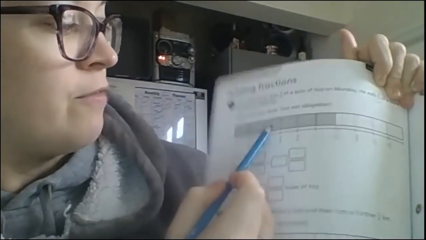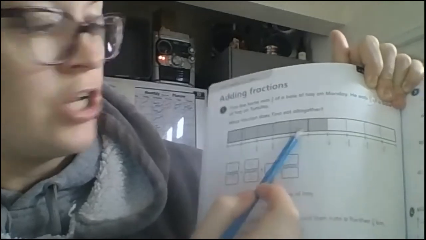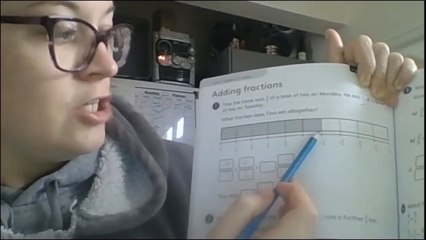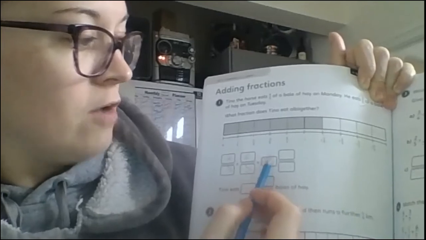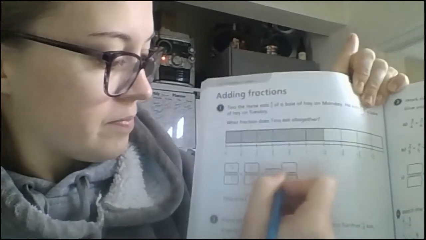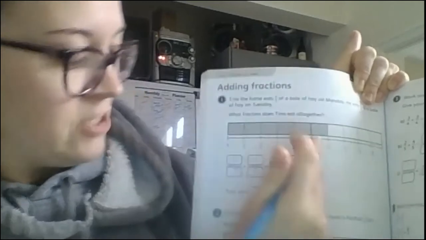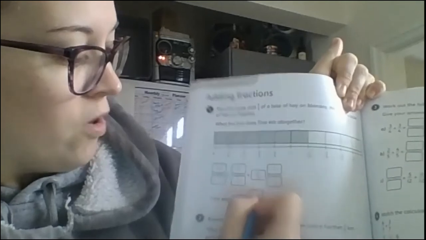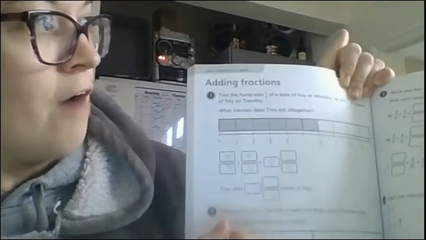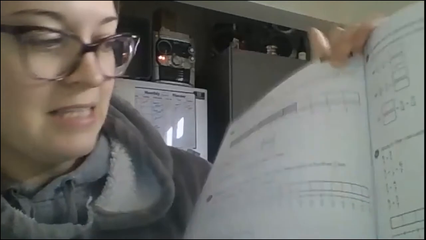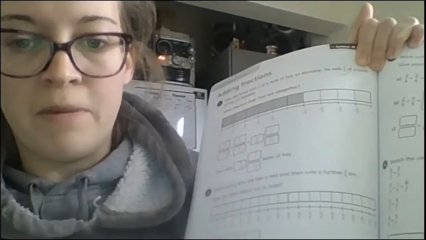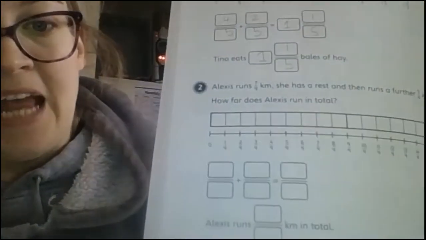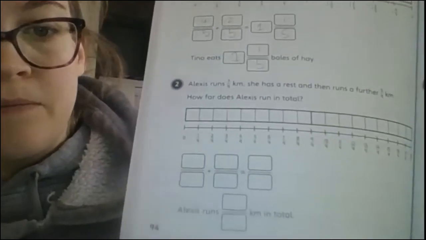So I've got 1, 2, 3, 4/5, and I'm adding 2/5. And I can see just from using this that that is also giving me an answer of 1 and 1/5. Because I'm using this to show me. Okay, so Tino eats 1 and 1/5 of a bale of hay. Okay, I hope that makes sense. So we're going on to number 2 now. So we're looking here at number 2.